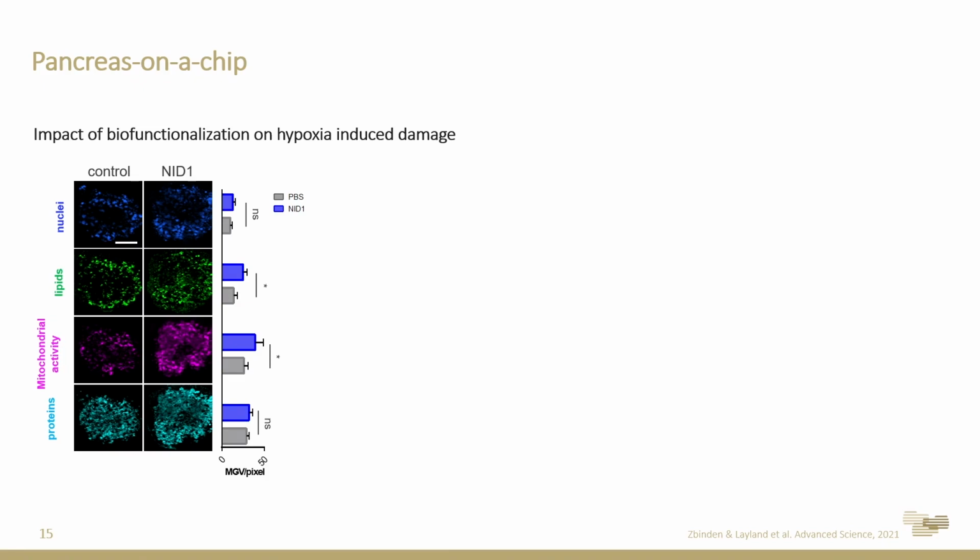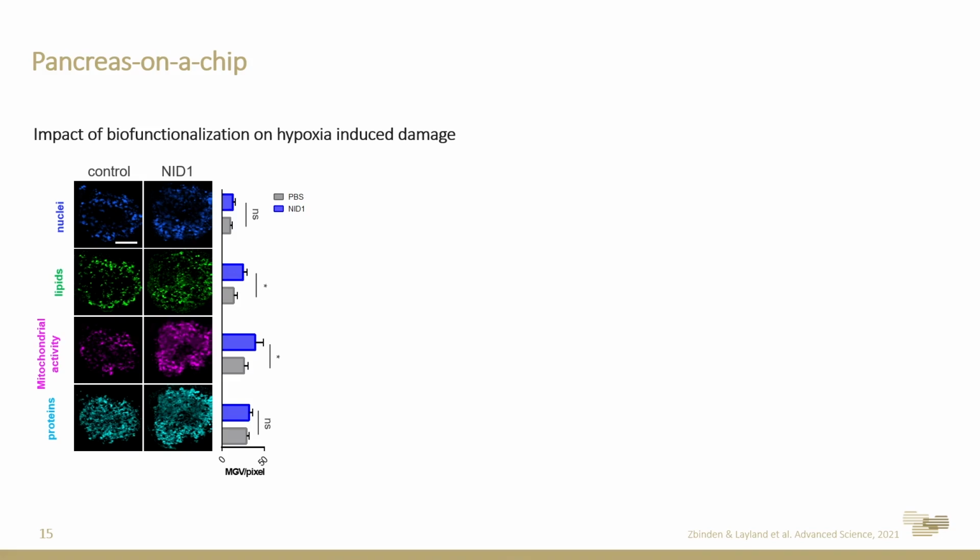Another question we had: as we form these spheroids at a certain size, there is the chance that, as they are so far not vascularized, they form a hypoxic core. And this is something that is for sure not good for our in vitro model, but definitely not something you want to implant into a patient later. So the question was how biofunctionalization could prevent hypoxia-induced damage on these spheroids.